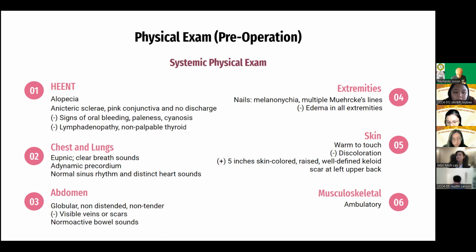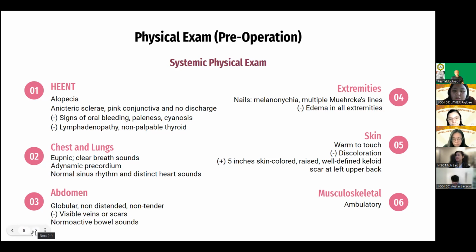For the abdomen, it is globular and non-distended, no visible veins or scars. It has normoactive bowel sounds and is non-tender. For the extremities, we noted the patient has total melanonychia and multiple Mees' lines, which may be attributed to the chemotherapy. The CRT cannot be assessed due to the nail changes, and the patient has no edema in all extremities. For the skin, the patient is warm to touch with no discoloration.